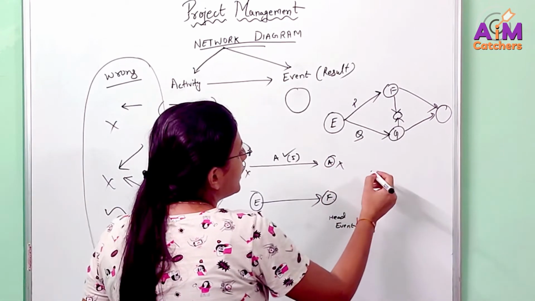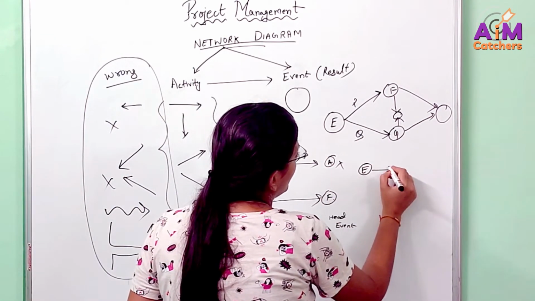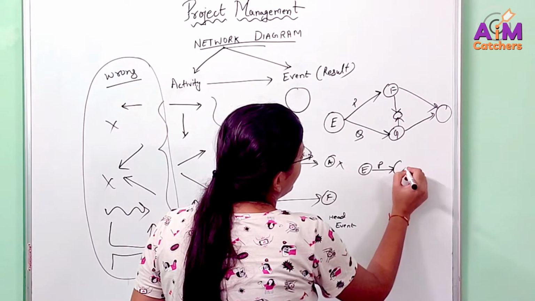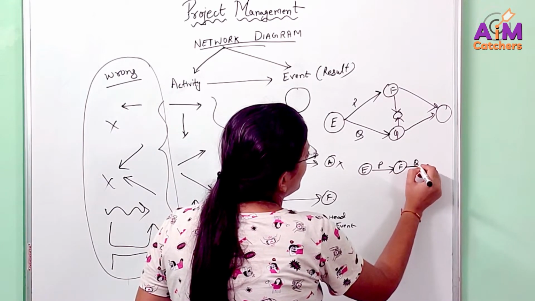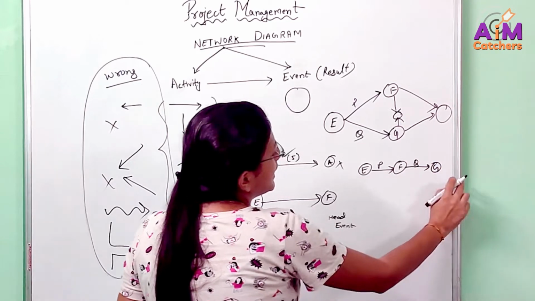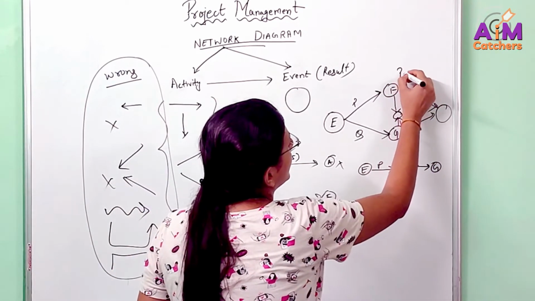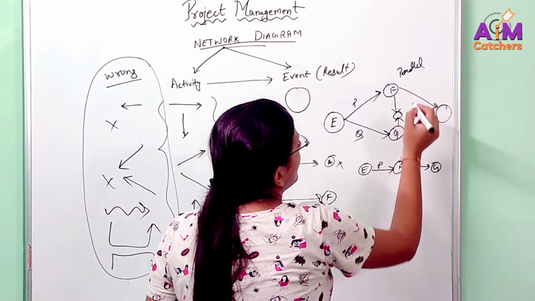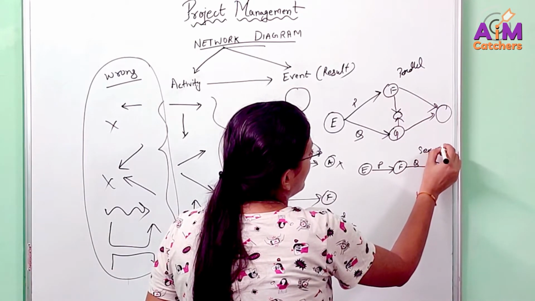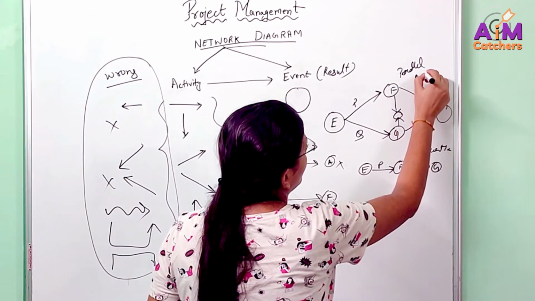And what is the sequential activity? That is very easy. This is P, an activity, then this is Q, another activity. This is sequential. So this is parallel and this is sequential activity.